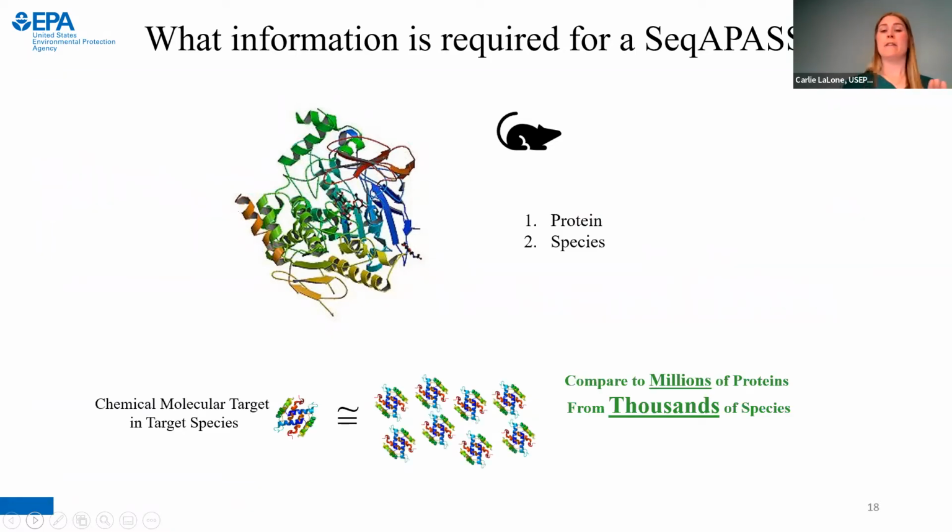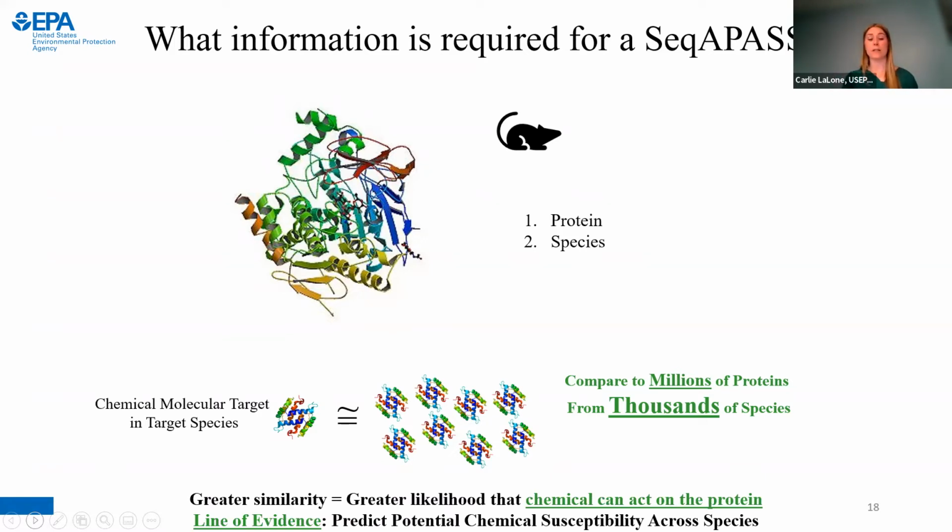So what we do is we take the protein that we know the chemical interacts with in that particular species for which we have knowledge, and we take that chemical molecular target in that targeted species or that known sensitive species, and we compare that protein sequence and structural elements across millions of proteins from thousands of species from those repositories of data that I had mentioned, where we understand and we assume that the greater the similarity between those sequences, the greater likelihood that that chemical can then act on that protein in the other species. And so it provides this line of evidence for chemical susceptibility in the context of thinking about a molecular initiating event, but also we're gathering lines of evidence of conservation if we're thinking about conserved biology in the AOP context.